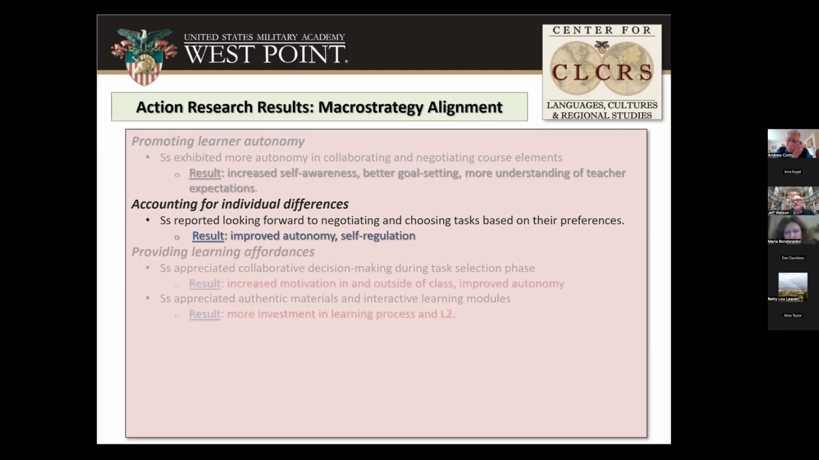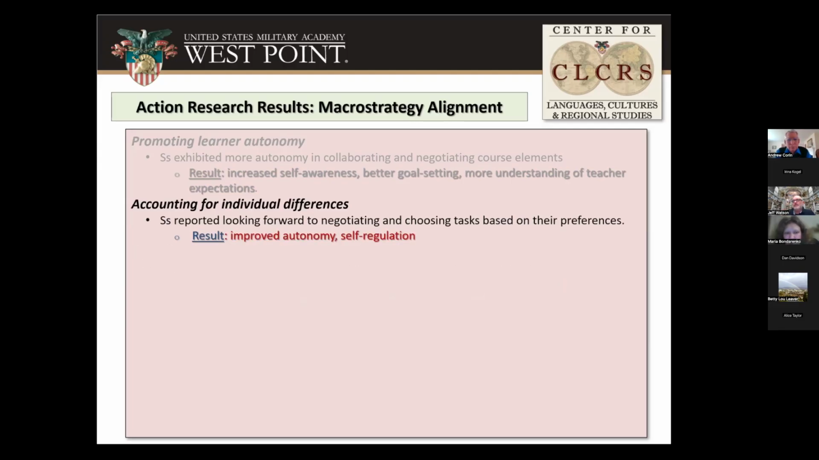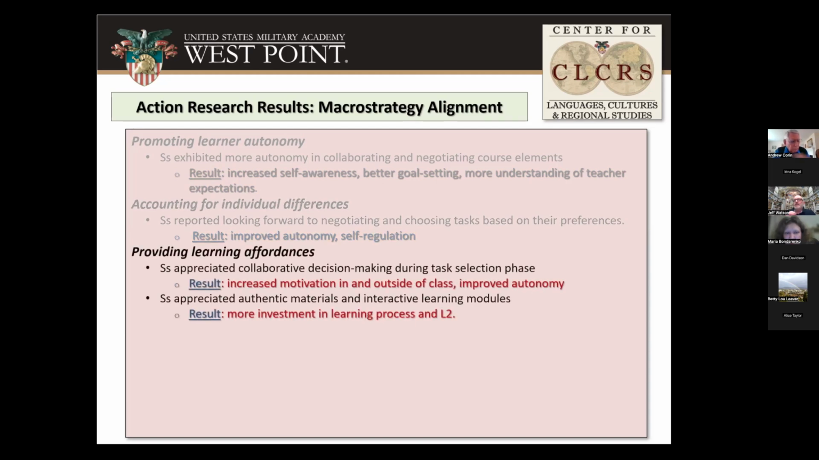I'll talk about that in a second. Yeah, so also learning affordances. Leo Van Lier talks about affordances instead of learning opportunities, because affordances are something that they not only use in the classroom, but they take with them outside the classroom. So it encourages learning to happen, ongoing learning, even outside the classroom.